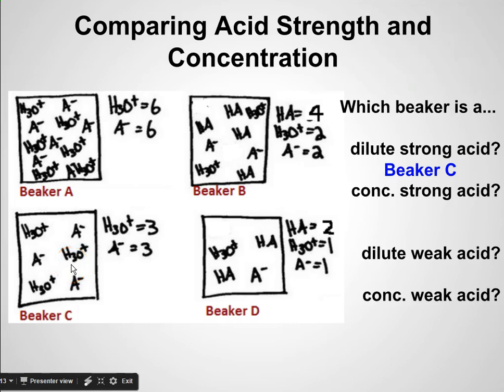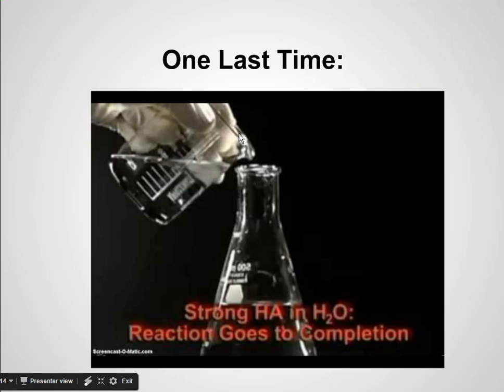Which one is the concentrated strong acid? So look up here. Which one of these 2 is concentrated? Yeah, beaker A is, right? Because again, you can see these guys have totally dissociated. We have hydronium ions, as well as the A's totally have separated themselves. Okay, now going the other way, dilute would be the dilute weak right here, because again, we haven't dissociated all the way, and it's a low concentration, and that means beaker B up here is going to be our concentrated weak acid. So it hasn't totally dissociated, but there's a lot of them, higher concentration.